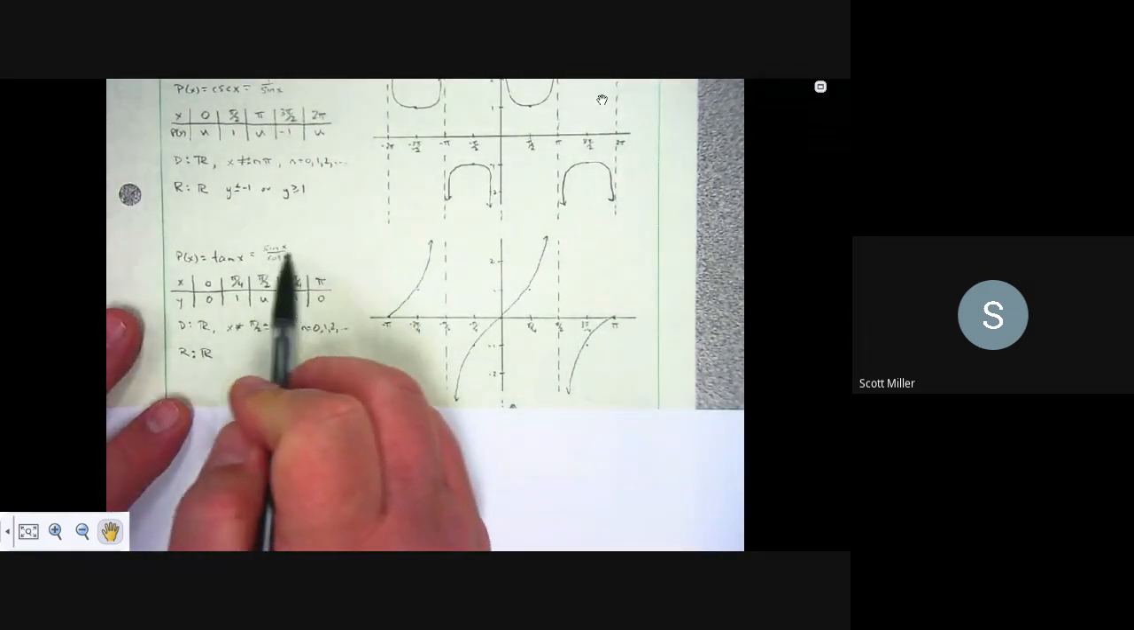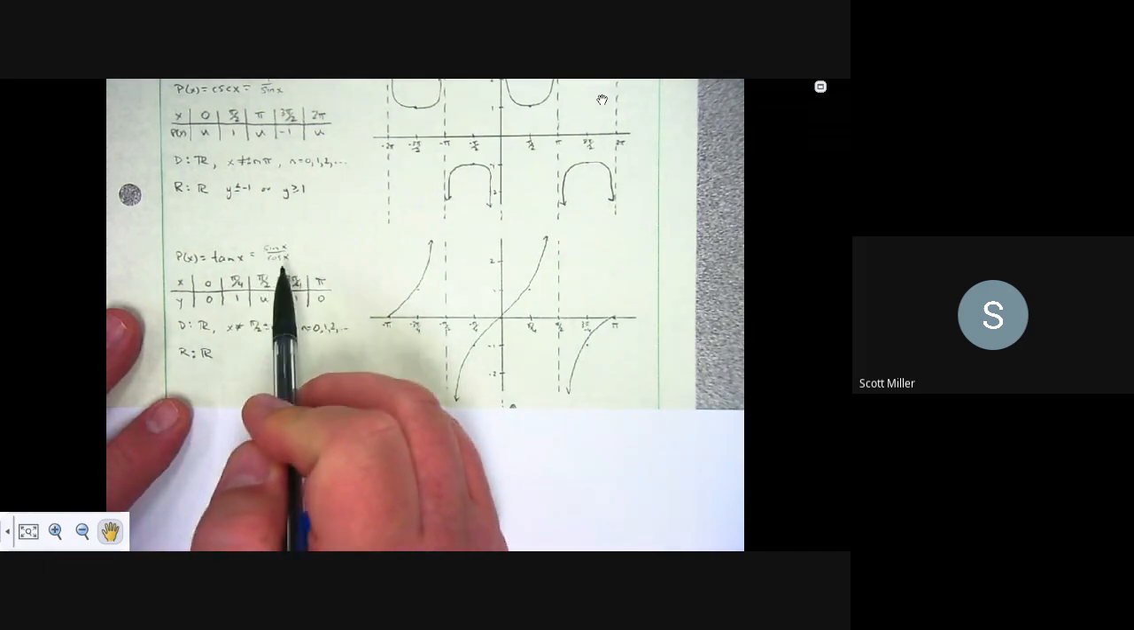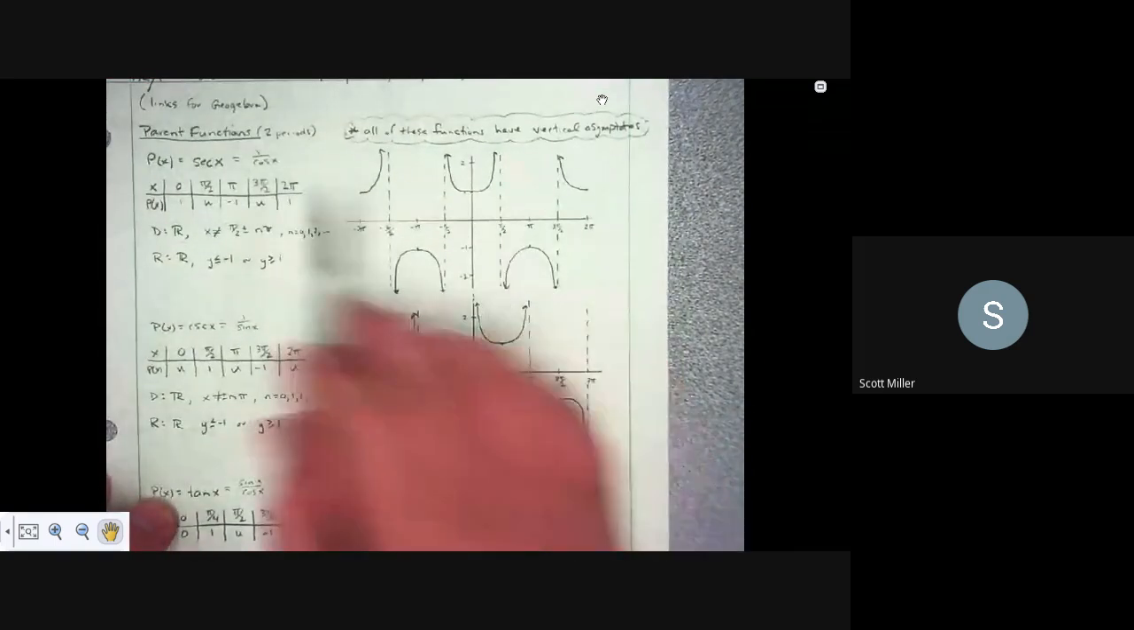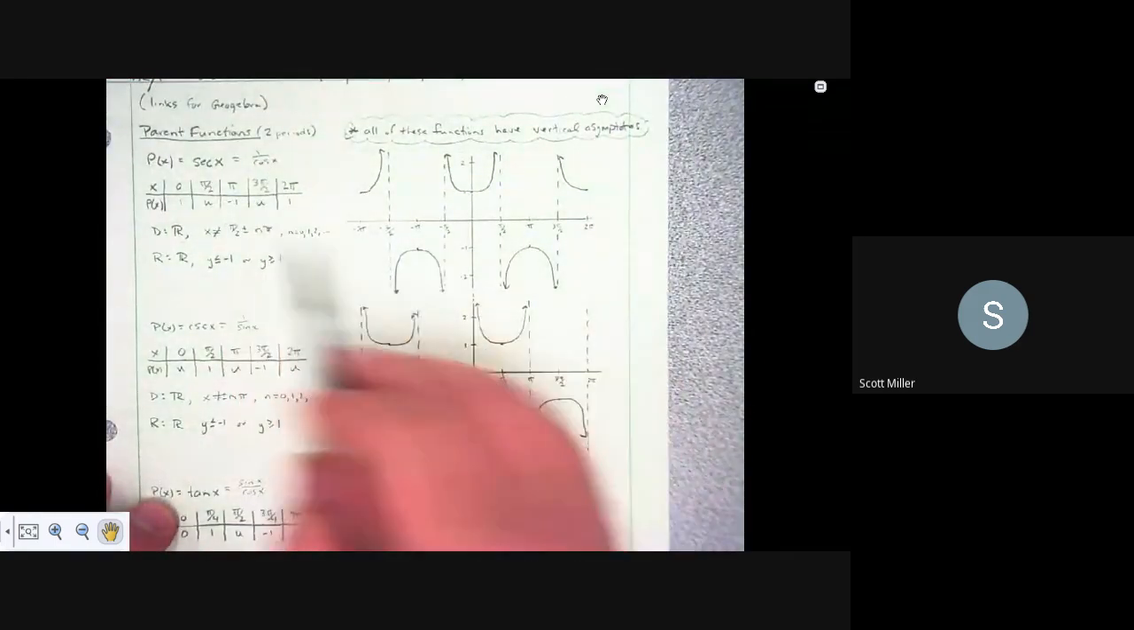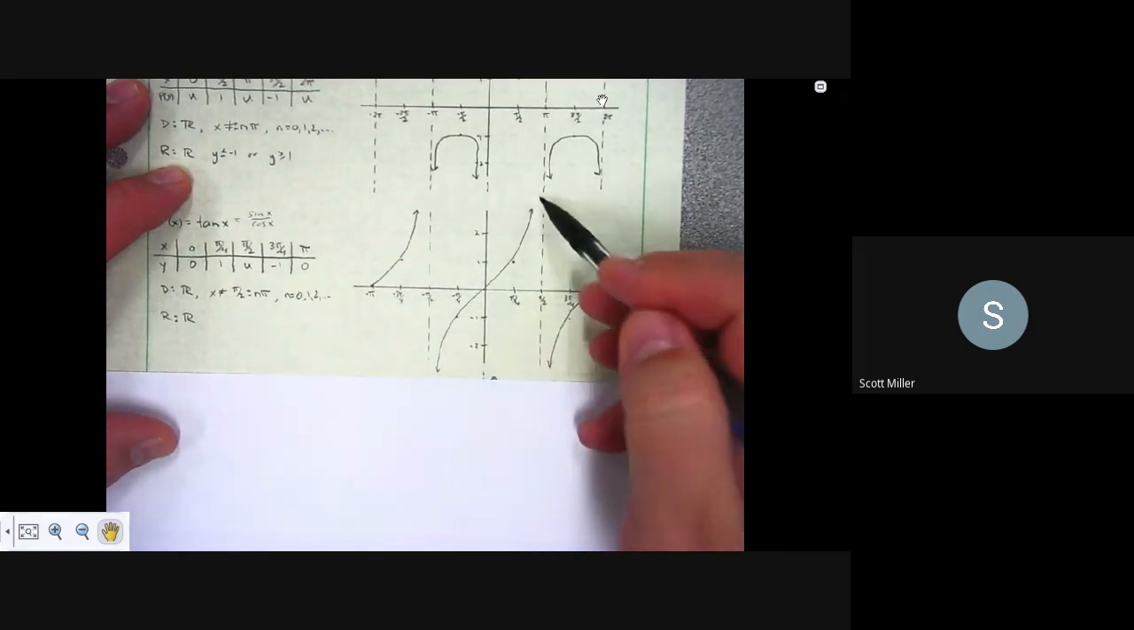So whenever the bottom is 0, we have a vertical asymptote. So whenever the cosine is 0, then we're going to have a vertical asymptote, which means it's going to have the same one as the secant. So you have cosines on the bottom. So there are the vertical asymptotes. So the tangent has the same ones. Okay? And these graphs look like that.